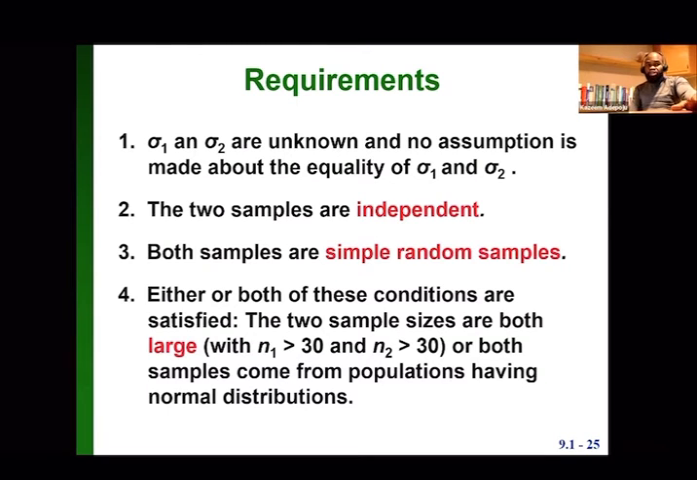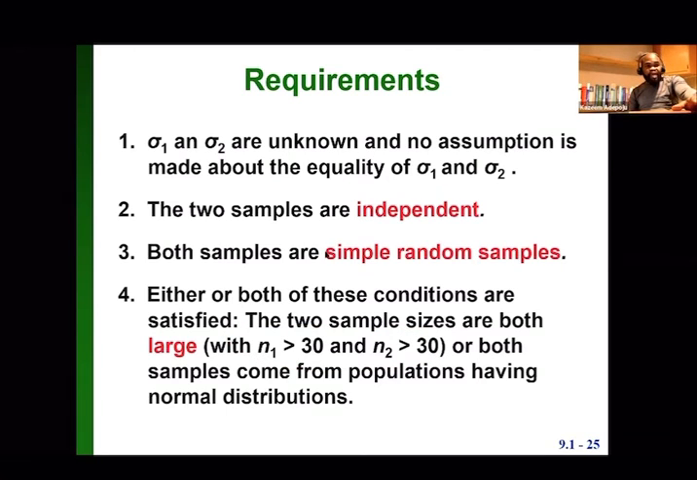The fourth condition is that the sample size has to be sufficiently large. The n1 and n2 have to be greater than thirty, or both samples come from normal populations. So if you are not choosing from normal populations, the sample size condition has to be satisfied. The only condition under which it is not needed is when the samples are coming from normal populations. That is the only condition on which it is not required.